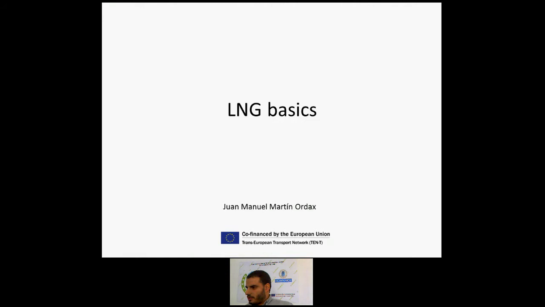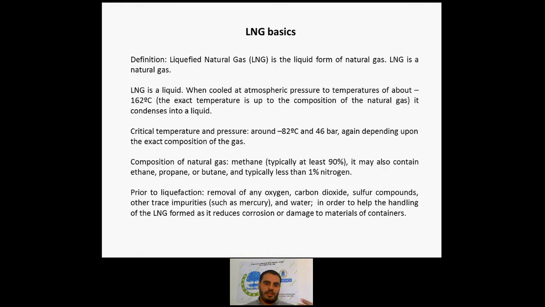Now, first we start with an introduction of what could be called the background of LNG. LNG, or liquefied natural gas, as you all may know, is the liquid form of natural gas. LNG is natural gas, just like the gas produced and delivered by pipelines to energy markets around the world. It is called liquefied natural gas because it is a liquid. Obviously, when natural gas is cooled at atmospheric pressure to very low temperatures, at about minus 162 degrees Celsius or about minus 260 Fahrenheit, depending on the composition and the pressure of the natural gas, it condenses into a liquid.